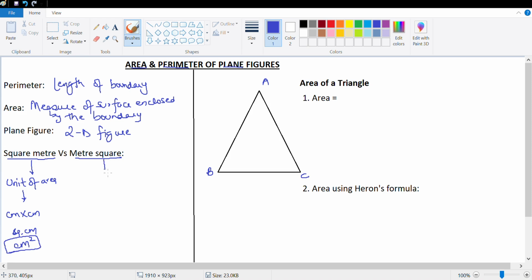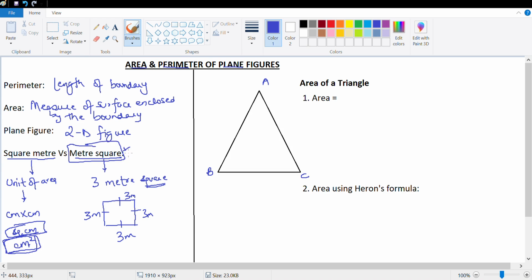Now, what does a meter square mean? For example, a 3 meter square, not squared, meter square, basically means a square whose all 4 sides are 3 meter. That's what it basically means. So if you need to write the area unit, then you either write it as square centimeter or you write it as centimeter squared in this form, never as meter square, never in this English form.